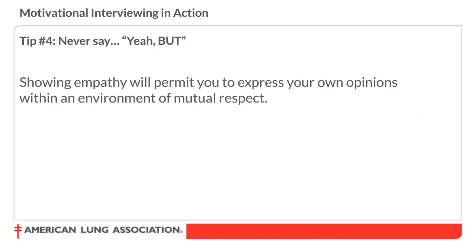Never say, yeah, but. Showing empathy will permit you to express your own opinions within an environment of mutual respect. Empathy flows naturally from a client-centered approach. When you accept the client's perceptions, values, and concerns without judgment or blame, you facilitate understanding. Empathy does not imply agreement, and you can offer it without endorsing their beliefs or actions. However, you want to be empathetic.